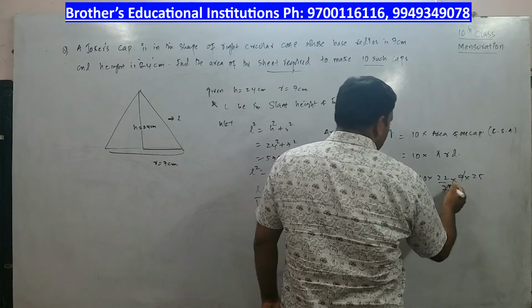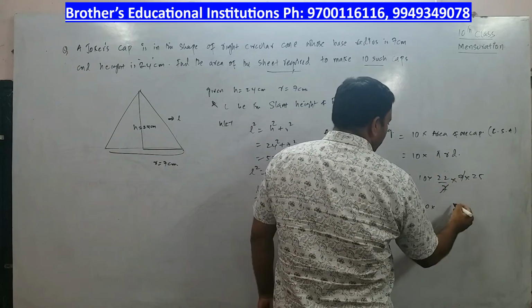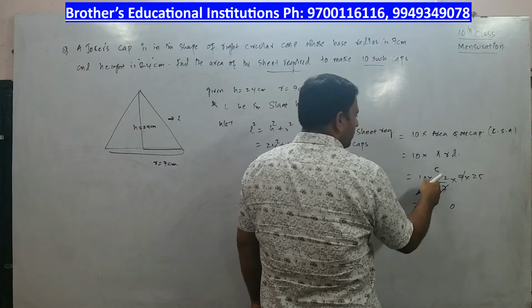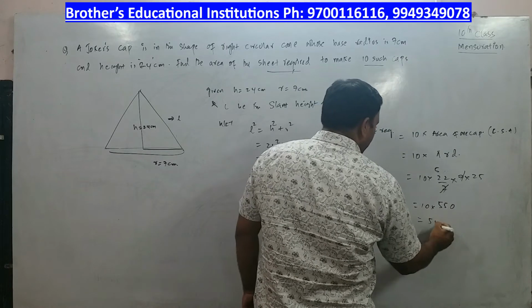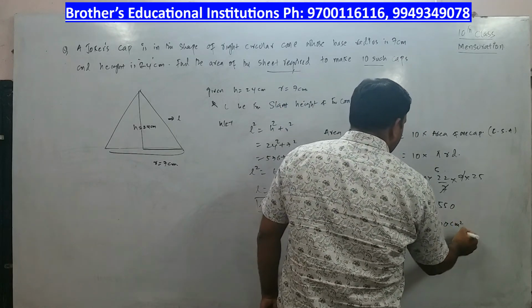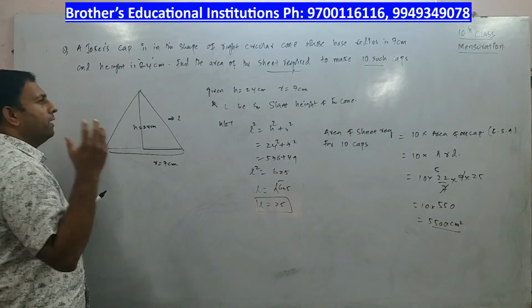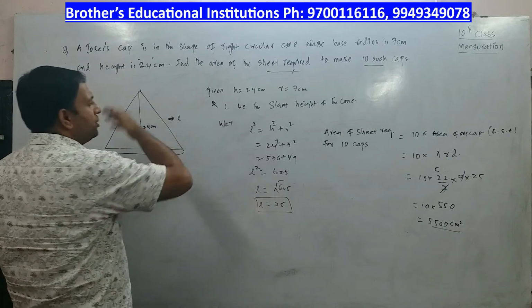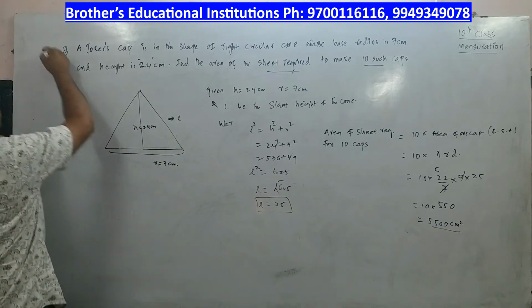So I cancel 7 and 7, and then when I multiply 10, it is 25 2s are 50, 0, 5 carry, 25 2s are 50 plus 5, 55. So it is 550 into 10 will be 5500, and you are dealing with centimeters, so centimeter square. So this much amount of sheet is required for 10 such caps, right? So you may pause the video and then we'll go for the next question.